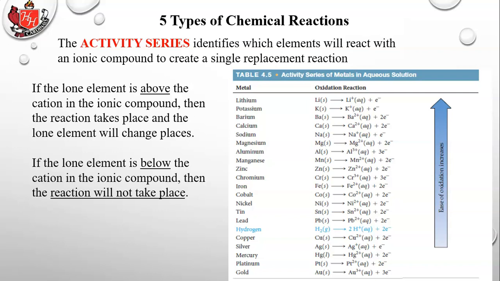So what this means is there's kind of a metaphor I use, or a statement I use, that electrons fall down the activity series. They'll fall from a higher element, say lithium, down to one that's lower on the list, iron. But they can't go up the activity series. They can't go from iron, which is stronger, up to lithium, which is weaker.